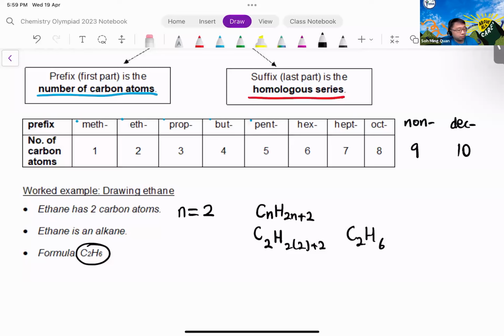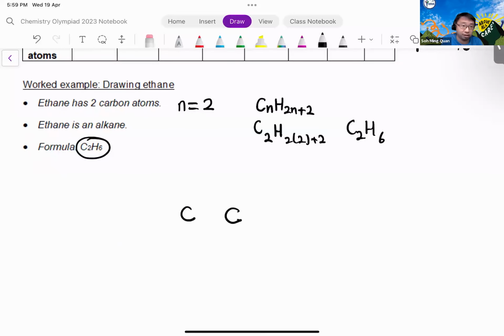So it has 2 carbons. I usually draw the carbon first. It's an alkane, so I know there's no functional group. It's all single bond. So the 2 carbons are joined by a single bond because it's alkane. Then you must know the main concept: carbon is group 4, and group 4 must form 4 bonds. I have drawn 1 bond, so I need to draw 3 additional bonds, and these are all bonded to H, H, H. Okay, so this is the structure of ethane.